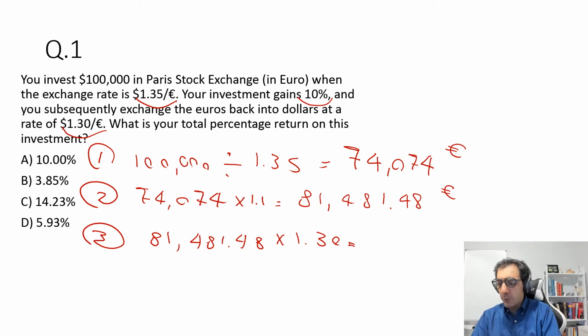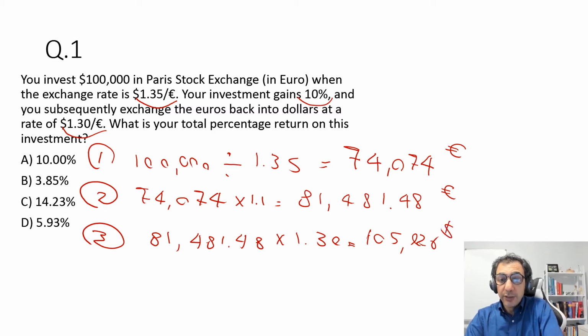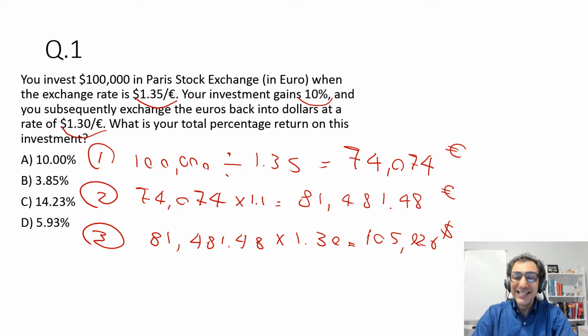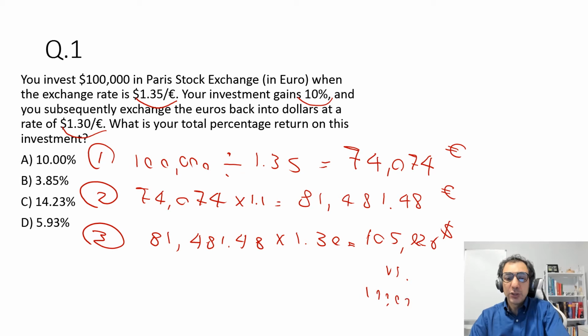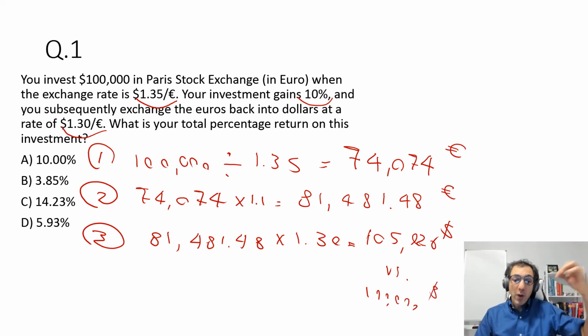So I multiply that by 1.3 and I'm getting 105,926 almost. So now this is in dollar, correct? So $105,926. What was your original money? It was $100,000. So you were able to increase your money from 100,000 to 105,926, which is a 5.926% increase. Or if you look at the options, the closest number we have is 5.93%.